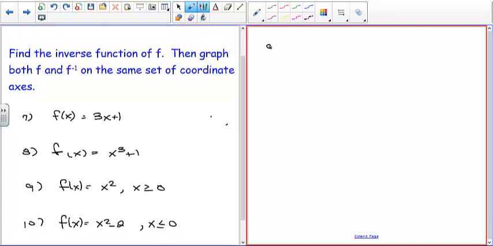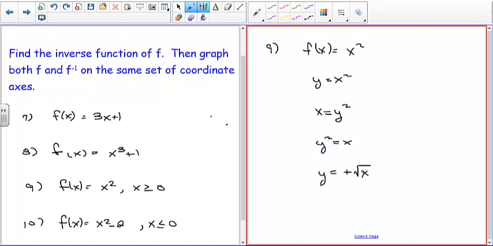Okay, so this is 9. F of x equals x squared. Y equals x squared. Switch. Flip these on either side. Take the square root. We're going to use the plus the square root of x, because if we take plus or minus the square root, we'd have both of them, but we're only going to deal with x greater than 0, so that's why we're going to do the plus square root. And then you can say f prime, the inverse function is plus the square root of x.